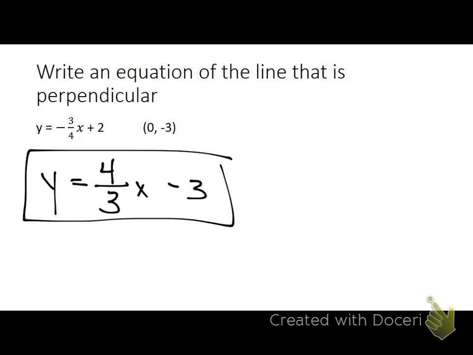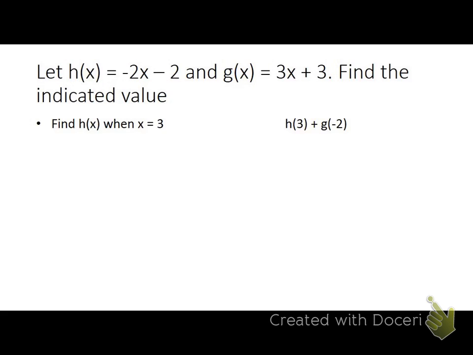Okay, now here's where we get into our substitutions. You have two equations here. Here's what I want you to do. These are separate problems. So this is like number 1, and this one would be number 2. These are totally separate problems. Find h of x when x equals 3. Go ahead and start with that one. So we're going to make our substitutions. H of x equals negative 2 times 3 minus 2.